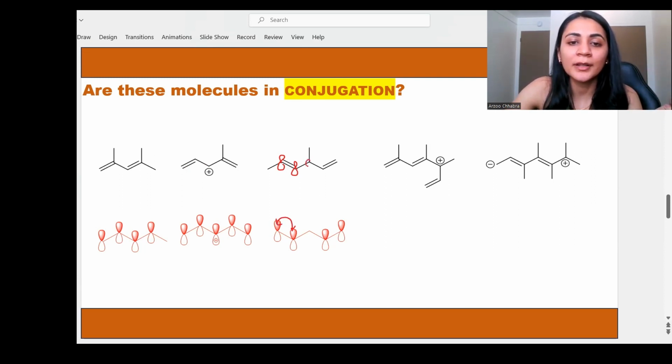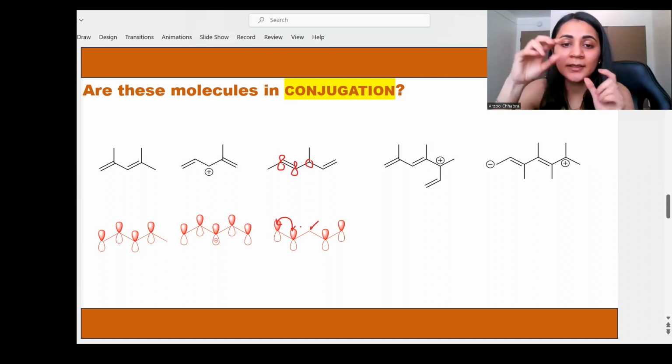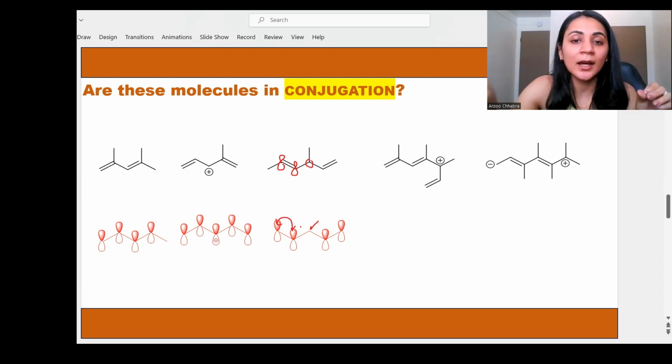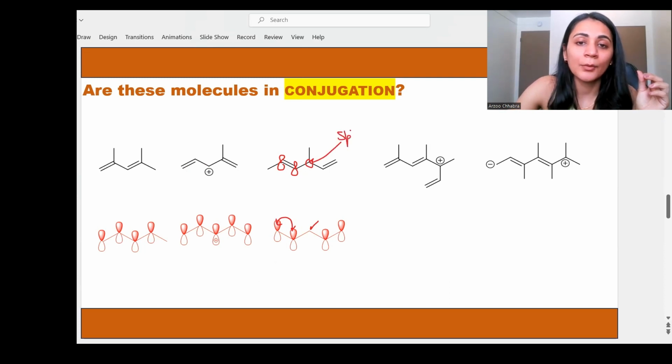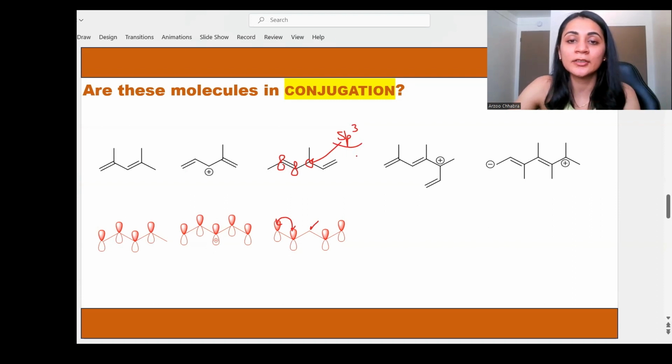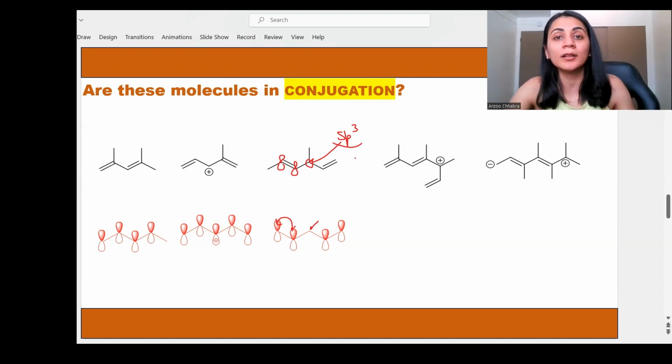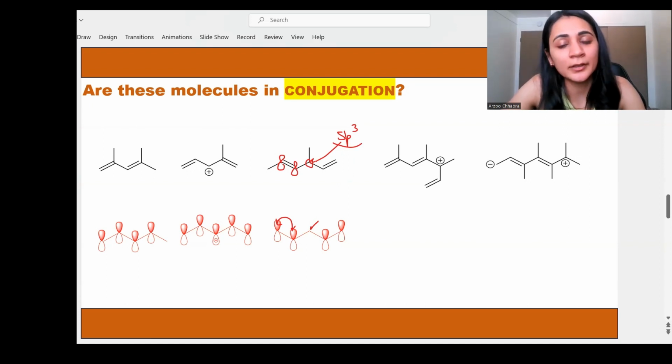And for the third one, what we see is that the next carbon atom has no double bond and no positive charge present on it. It's only sp3, it's not sp2. So that carbon right over here is sp3 hybridized, right? What's important to learn conjugation is hybridization as well. So it's important to know hybridizations when we're learning conjugation.